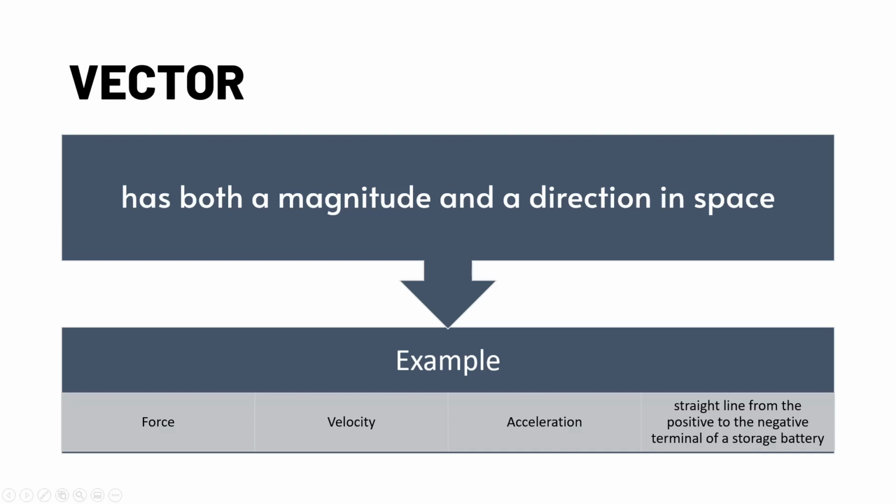The second type of quantity are vector quantities. These are quantities that have both a magnitude and a direction in space. Some examples are force, velocity, acceleration, and the straight line from the positive to the negative terminal of a storage battery. Because vector quantities involve magnitude and direction, this simply means that a force applied to the left is different from a 5 Newton force of the same magnitude but going to the right.